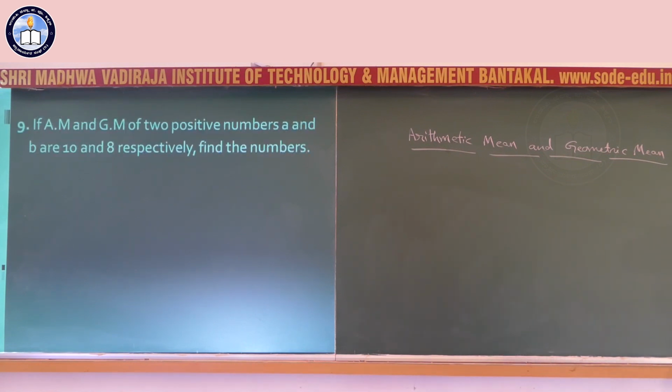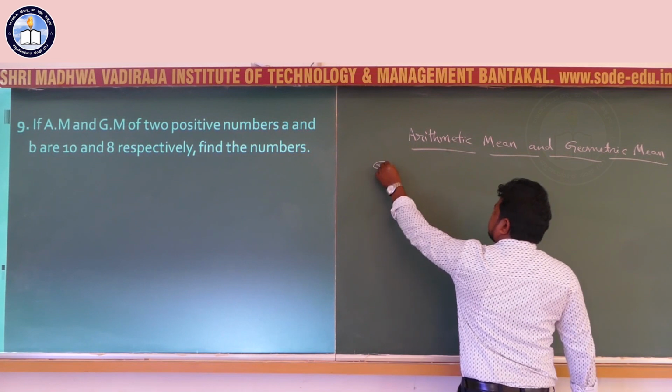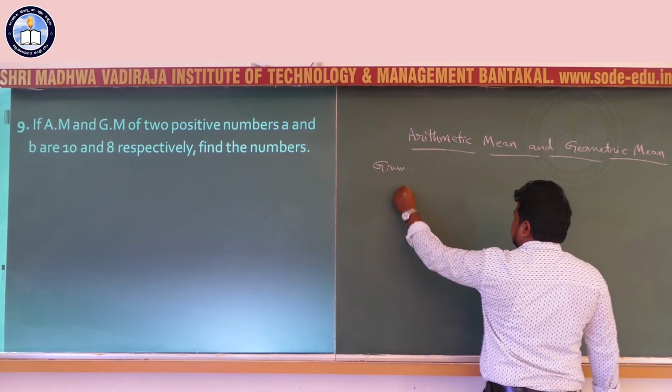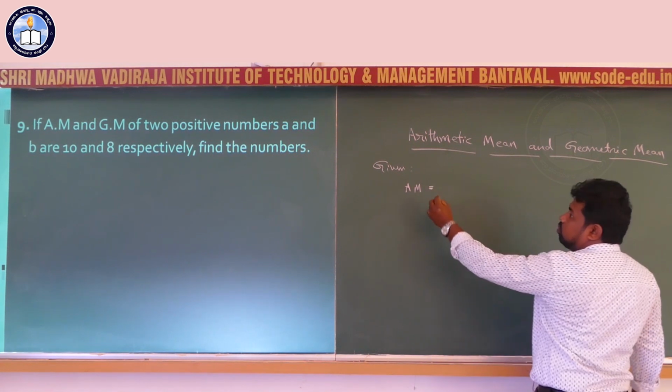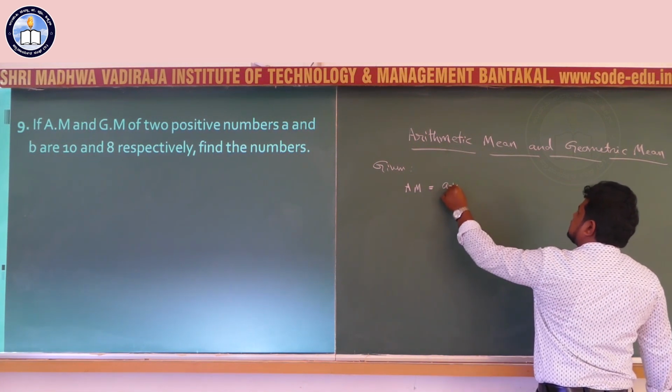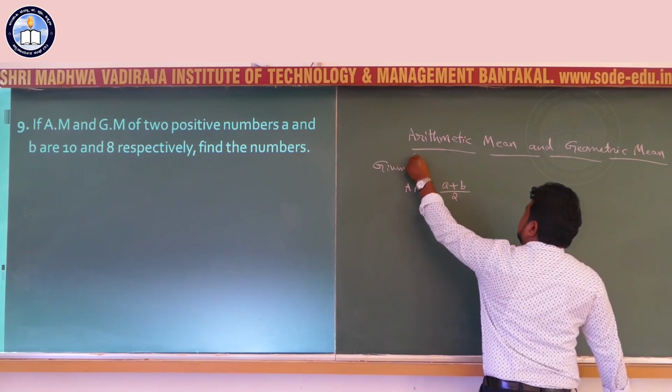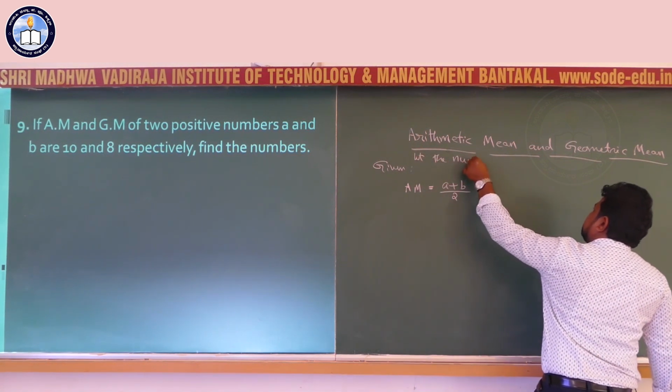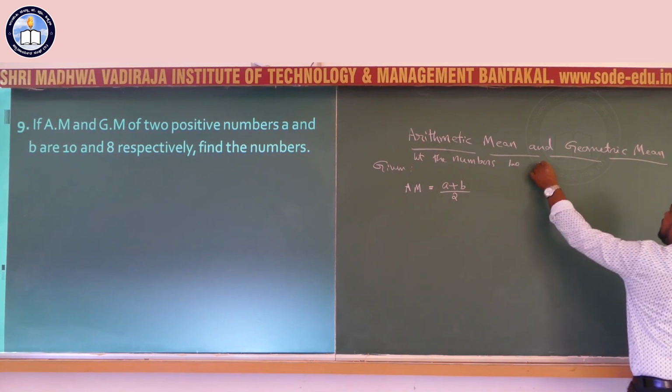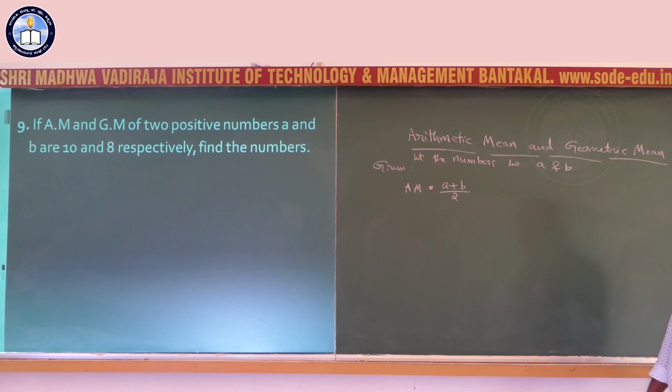If the arithmetic mean and geometric mean of two positive numbers a and b are 10 and 8 respectively, find the numbers. Here the arithmetic mean and geometric mean of two positive numbers are given. We have to find the numbers. Given arithmetic mean equal to formula a plus b by 2. Let the numbers be a and b. I take the numbers a and b.